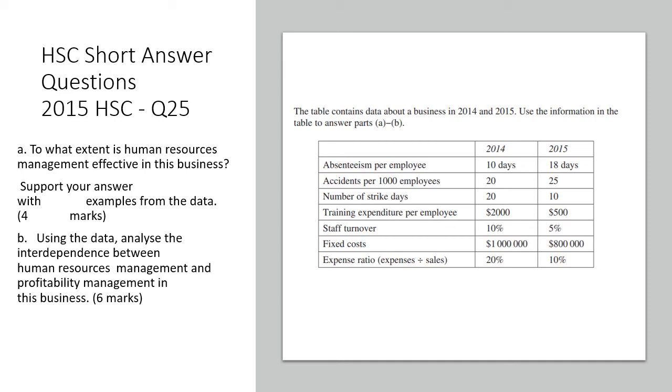And also, are there any links? The training expenditure dropped substantially from 2014 to 2015. So does that mean that maybe the accidents increased? We see that absenteeism actually went up as well. So maybe they're not happy. I mean, staff turnover did also go down. So we can sort of look at what's happening there. Again, the second question is saying, using the data, analyse the interdependence between HR management and profitability management in this business.